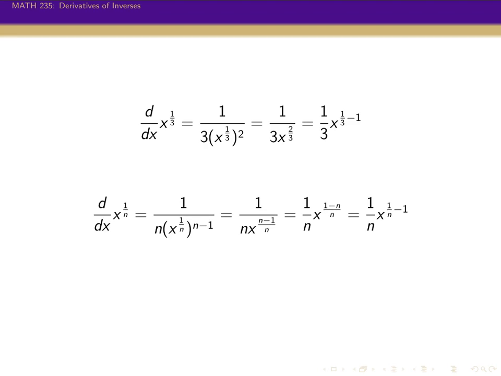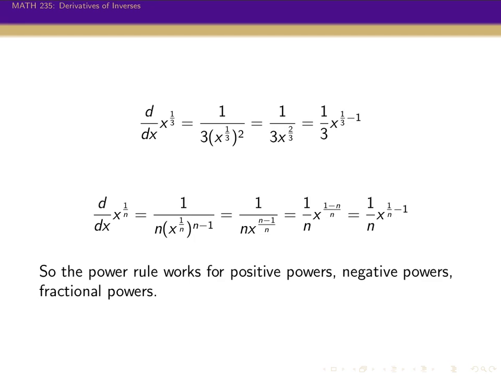So same as before, our original power, 1 over n, comes down and becomes the coefficient, and then our new power is 1 over n minus 1. So this is the same power rule. This power rule works for positive powers, negative powers, fractional powers, and in fact, the power rule is going to work for every power of x. In general, this is how you take the derivative of x to any power. Positive, negative, fractional, irrational, doesn't matter.